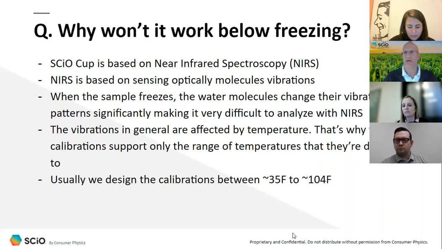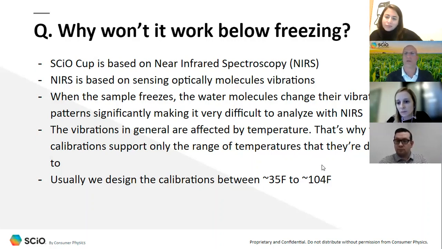We know how to overcome that in a specific temperature range where we develop our calibrations, to make sure they can overcome the variation that temperature creates. We know how to deal with that variation. So usually our calibrations are valid within a certain temperature range, which will normally be between 35 and 104 Fahrenheit. Sometimes it might be 40 to 100. But that's approximately the range we normally support.